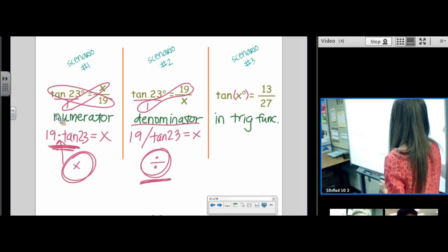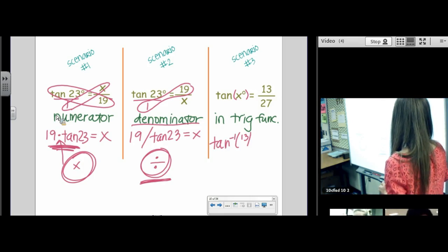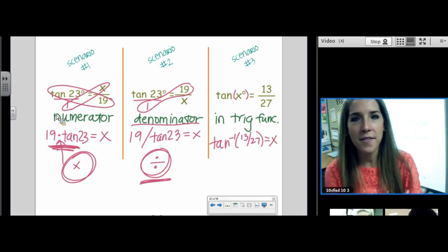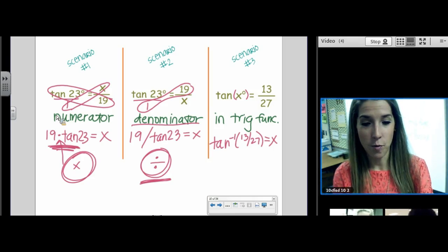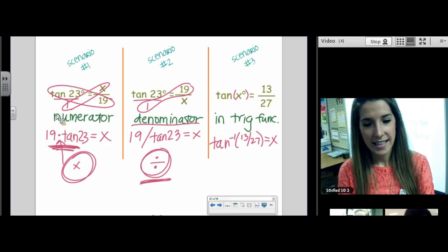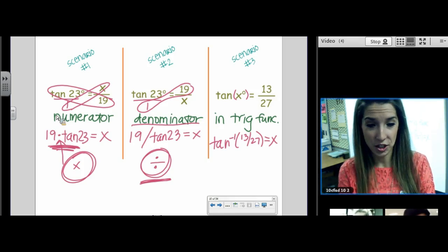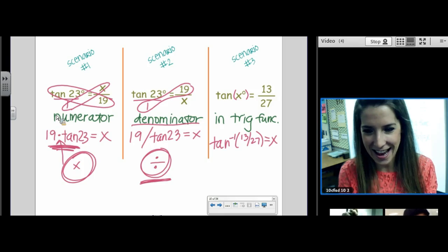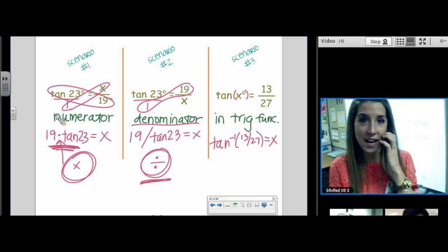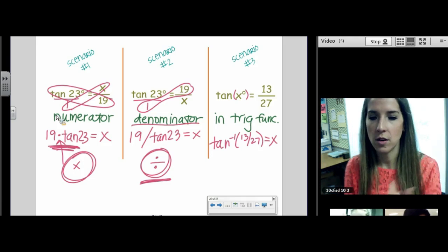Do you see above the tan button? Do you see right above the tan button, it says tan to the negative 1. Does anyone know what that means? It starts with an I. Inverse. It's the inverse tan function. Inverse trig. No, I didn't freeze. I was waiting for you to answer. So, tan to the negative 1 is inverse tan. It's the opposite of doing tan. It's how you undo tan. It's inverse tan.